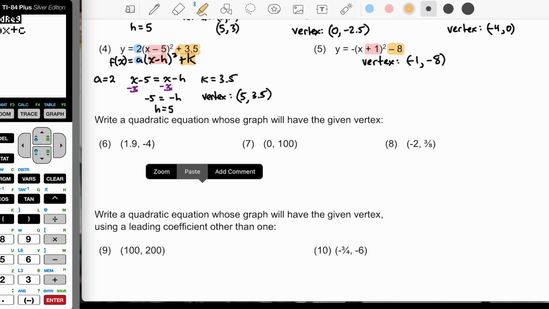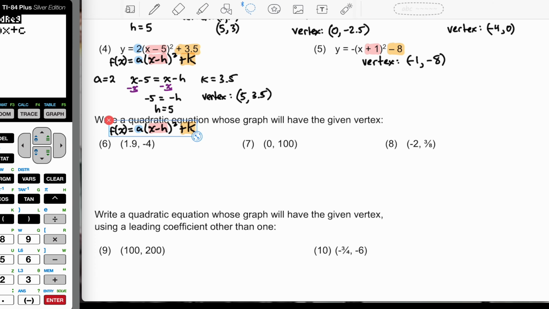So I have, again, my model. I know the h value has to be 1.9. The k value has to be -4. All right, so I'm just popping those values in. And the a value, I can make whatever I want. All right, so I'll go with the simplest case. I'll go with a 1.